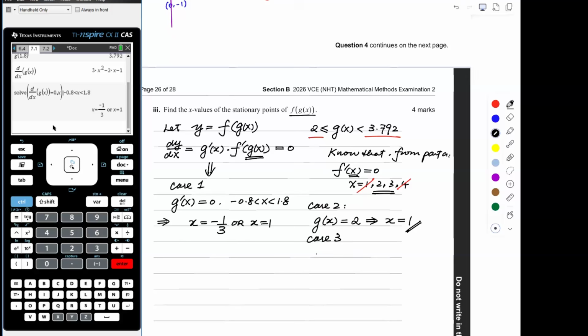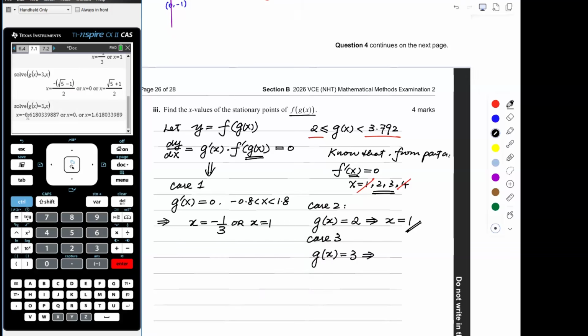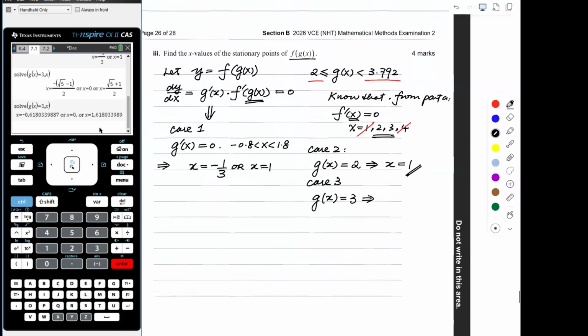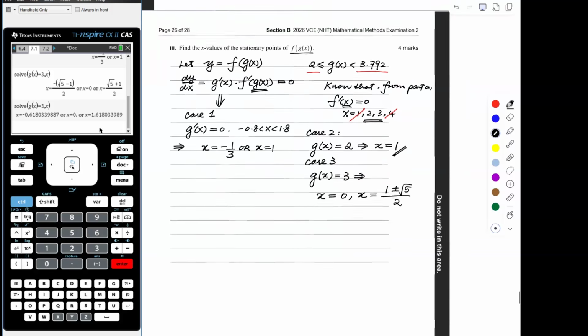And case 3, g of x equals 3. So what will happen is, if we solve g of x equals 3 for x, do they satisfy the domain restriction? Yep, it's larger than minus 0.8. This is less than 1.8. Good. So we get x equals 0, x equals (1 plus or minus root 5) divided by 2. Oh, nice, golden ratio. This number is the golden ratio.